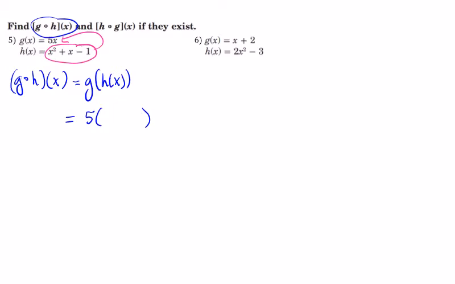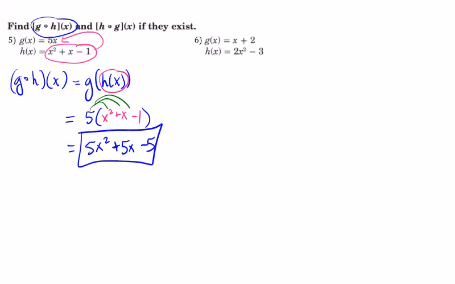But this time we're going to put this entire h of x function in, x squared plus x minus 1. So I put that whole h of x function into g of x. And now we just simplify. So here we can distribute, and we get 5x squared plus 5x minus 5. And that's our answer for g of h of x.